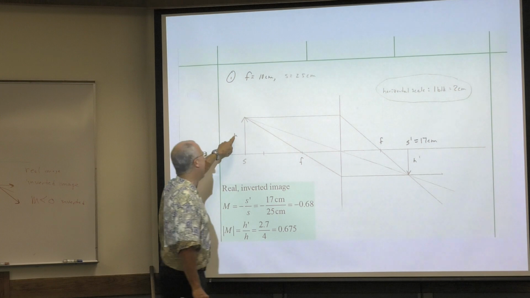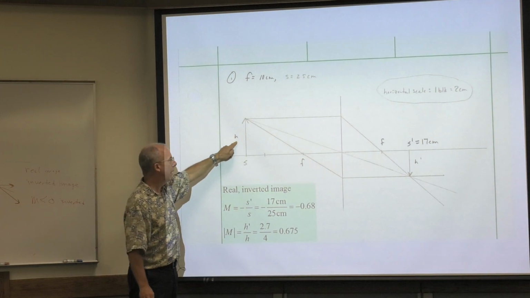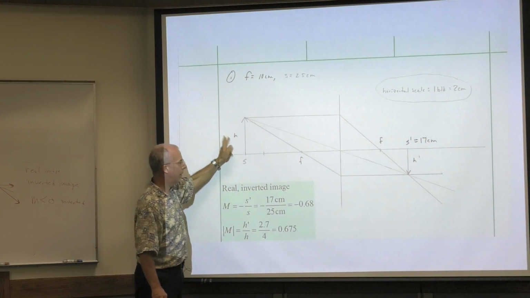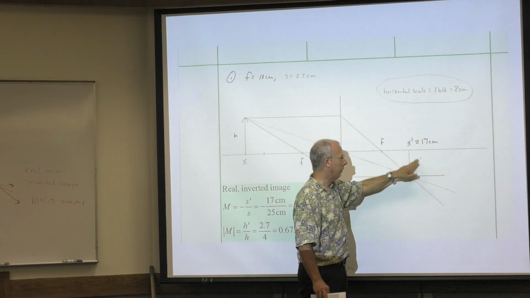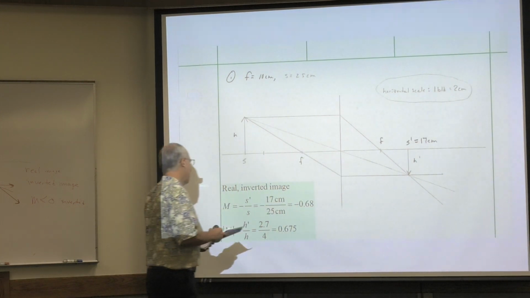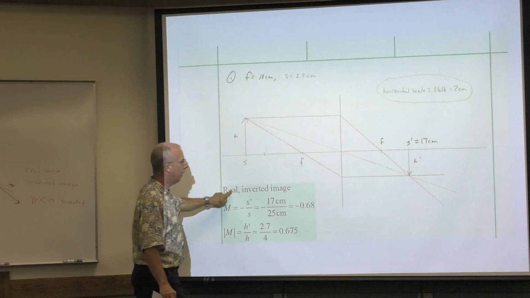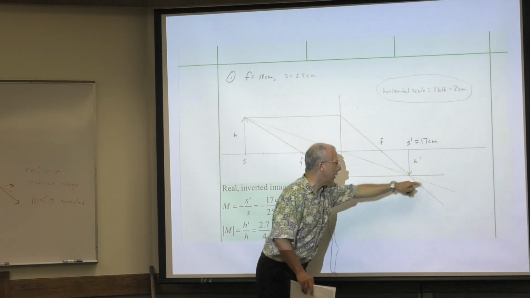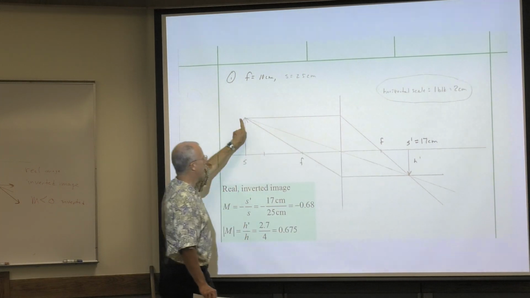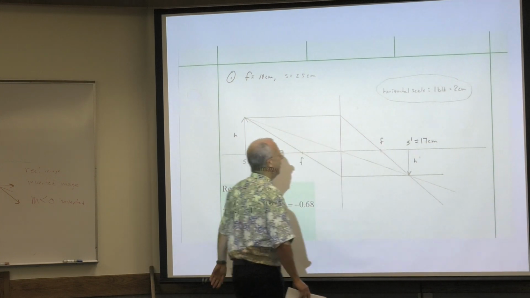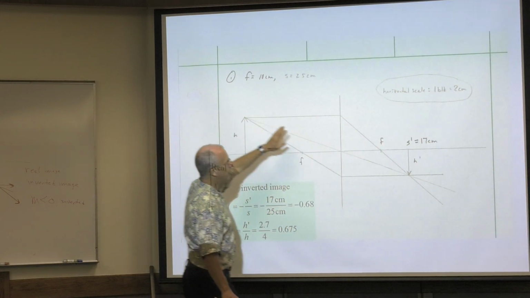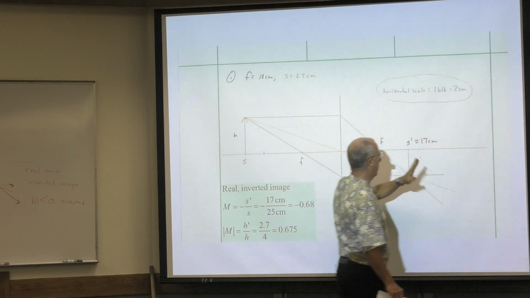Okay, so this is H. H is the height, and this is the object, so there's no prime, right? This is H prime, it's the height of the image. Okay, so it's a real image because it was made by real light rays, and it's inverted because that was a up and that was a down, right? All right. And you can see I had to figure out a scale and everything to make this work out nicely.